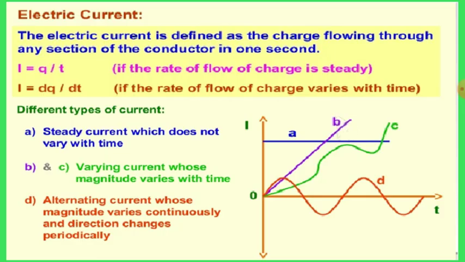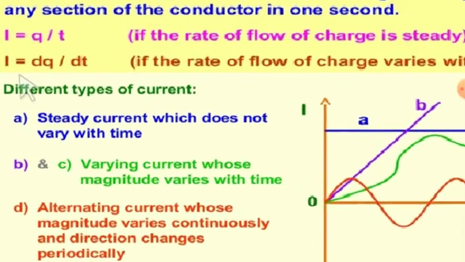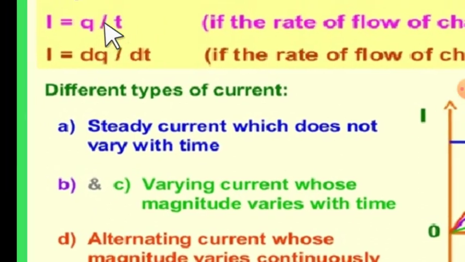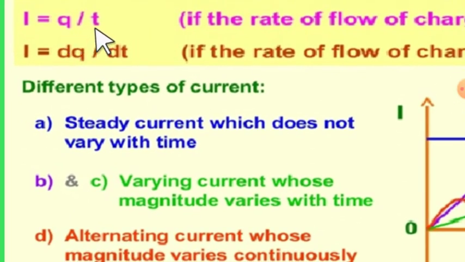We know that electric current is nothing but the rate of flow of electrons inside the conductor, right? So your electric current may be defined as the charge flowing through any cross section of the conductor in 1 second, that means in unit time. Mathematically, if the flow of charge is steady, then you can write the expression as I is equal to Q by T, where Q is the amount of charge that is flowing and T is the time taken.